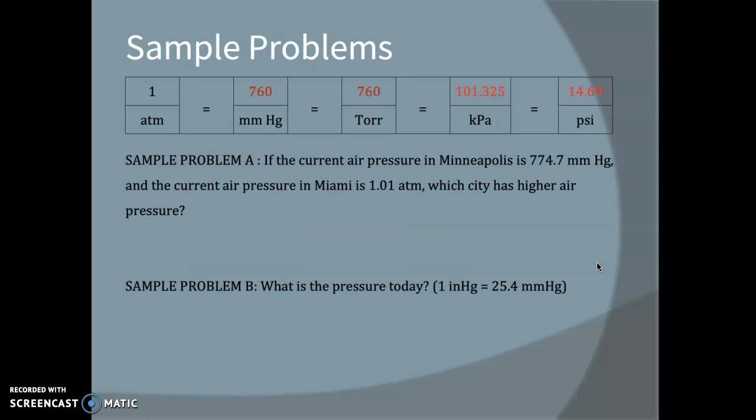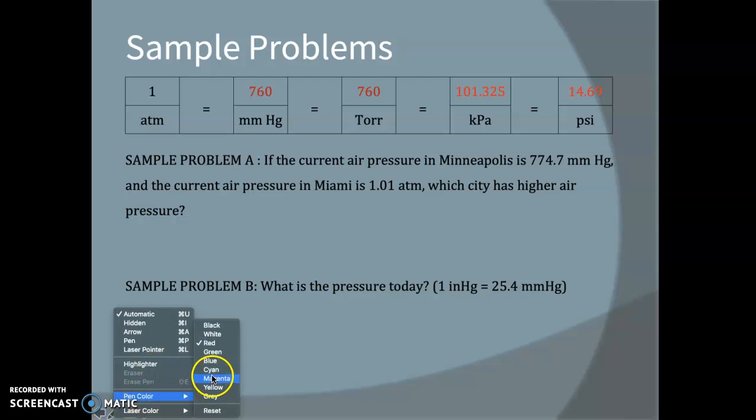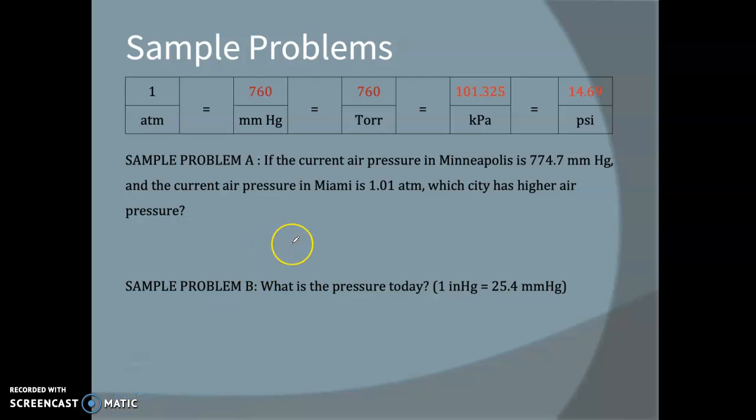And so that means since we have all these equivalent values, we have to be able to convert between them. So this is maybe the more difficult part of the unit for most people. So sample problem A, current pressure in Minneapolis is 774.7 millimeters of mercury. Current air pressure in Miami is 1.1 atmosphere. Which city has higher pressure?